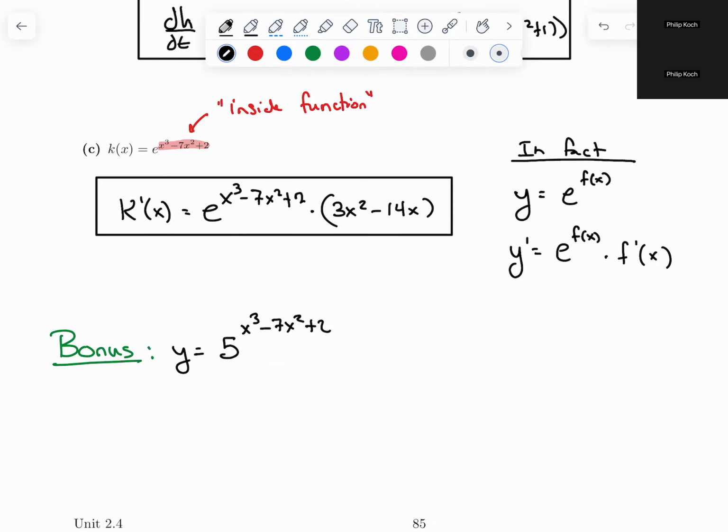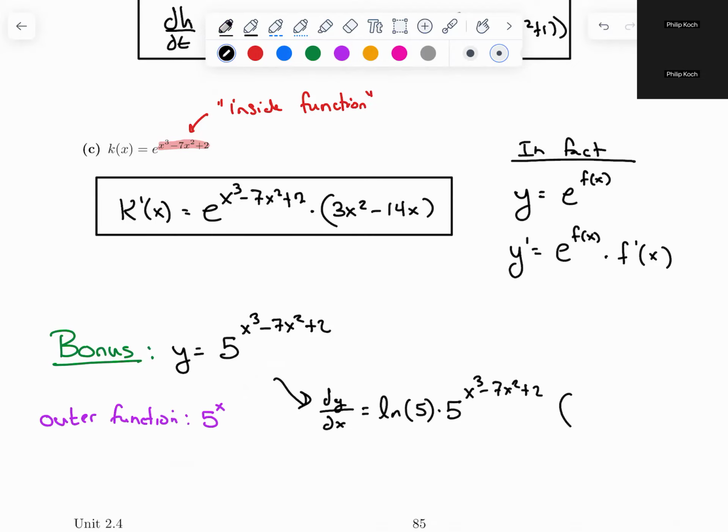So instead, the outer function here is 5 to the x, which has derivative, if you guys remember, I don't expect you to because I don't have you memorize it, natural log of 5 times 5 to the x. So the derivative dy/dx would equal natural log of 5 times 5 to the x cubed minus 7x squared plus 2, times 3x squared minus 14x.